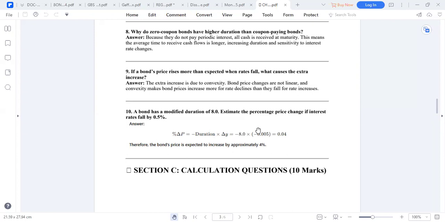So bond price changes are not linear. They are non-linear. So the convexity is what makes the bond prices increase for more rate declines. This convexity is what makes it extra. The relationship is convex. Okay, I repeat, convexity is what causes the bond price to increase, meaning bond price changes are not linear.